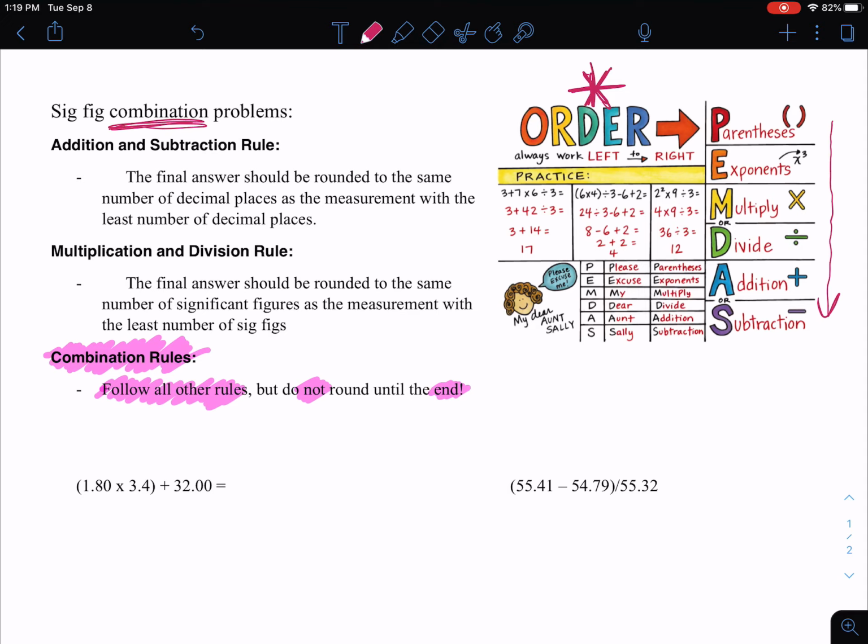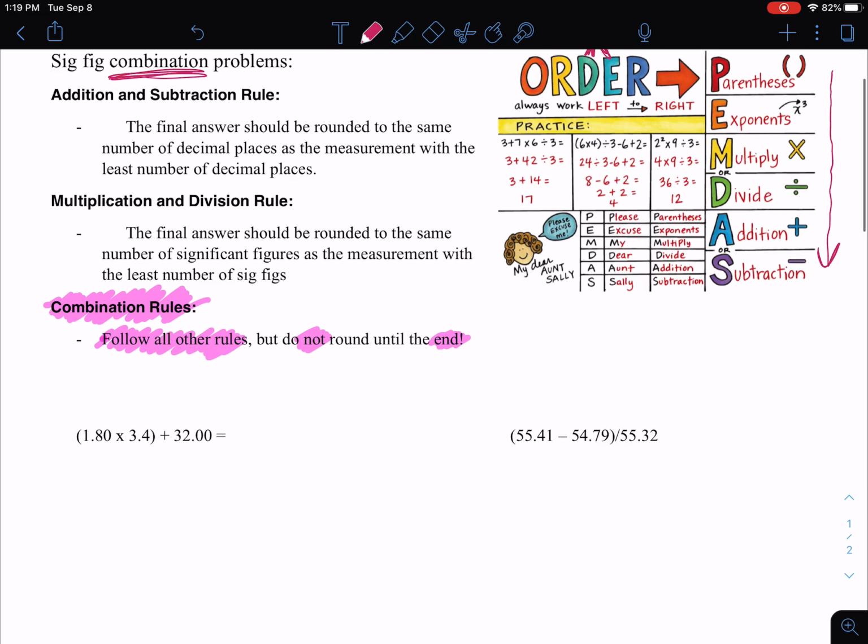So let's look at an example here. I'm going to scroll up a little. We're going to look at this problem first: 1.80 times 3.4 plus 32.00. So in this problem, we have both multiplication and addition, so we have to work through it using the order of operations.